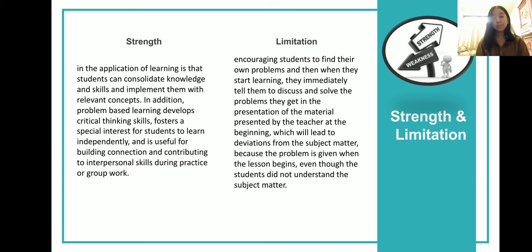And the next is the limitation. Encouraging students to find their own problems, and then when they start learning, immediately telling them to discuss and solve the problem they get in the presentation of the material by the teacher at the beginning, will lead to deviation from the subject matter, because the problem is given when the lesson begins, even though the students did not understand the subject matter.